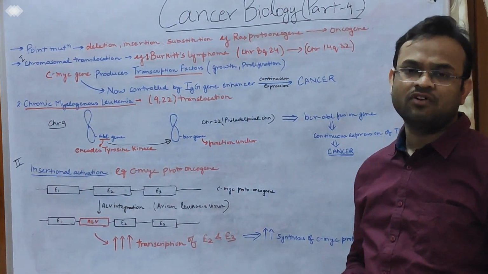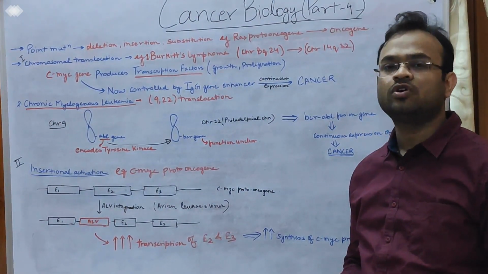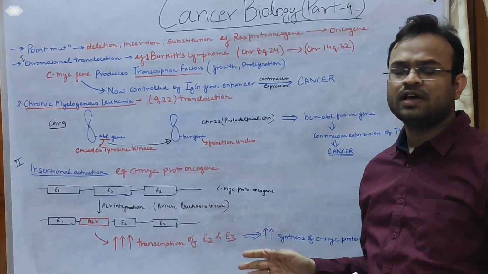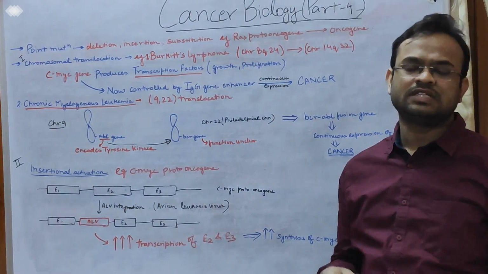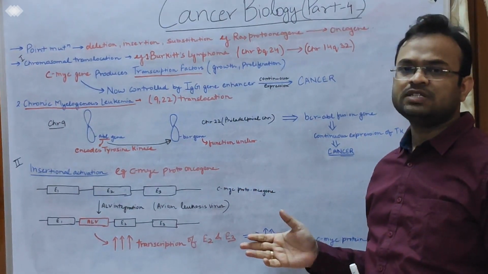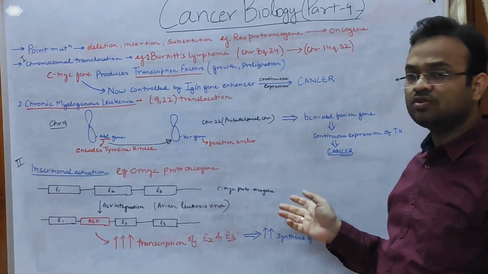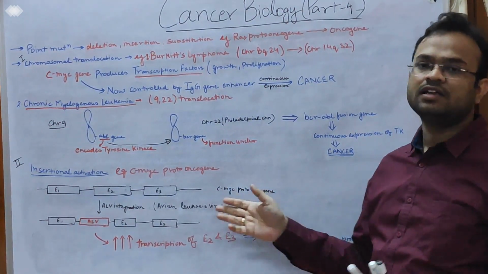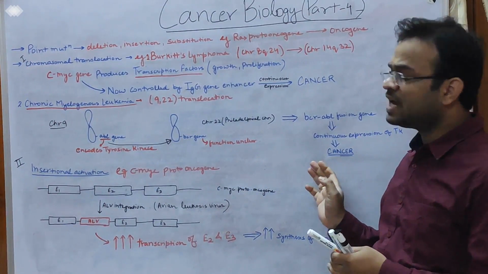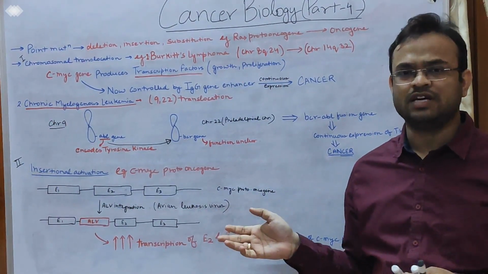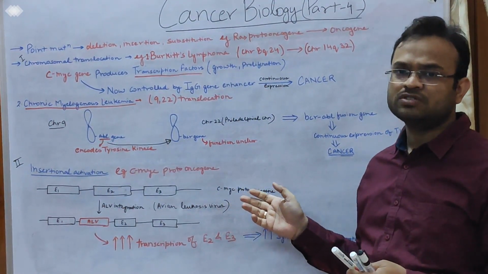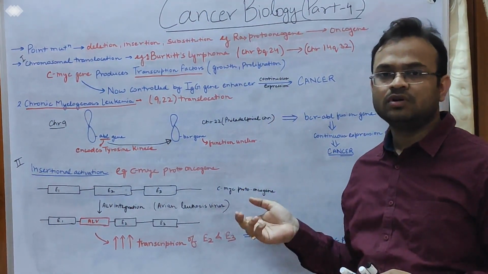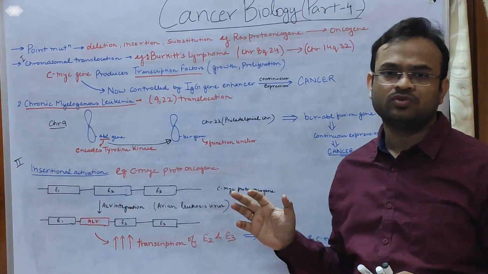In part 3 we have already discussed proto-oncogenes: what proto-oncogenes are, their definitions and their examples also. We said that proto-oncogenes are the genes which can undergo a gain of function mutation and lead to cancer. We had discussed several examples of the proto-oncogenes also. In today's lecture we would continue the discussion about proto-oncogenes.